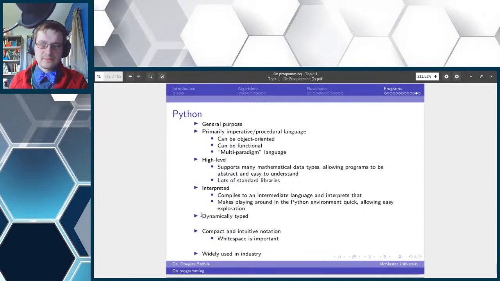It's dynamically typed, which I've already touched on. It has a compact and intuitive notation. You're going to find out exactly how intuitive Python is when you start doing assignment 1. White space is important. That's an important thing to know. Python is widely used in industry, depending on which industry you're in and how recent the code base is.